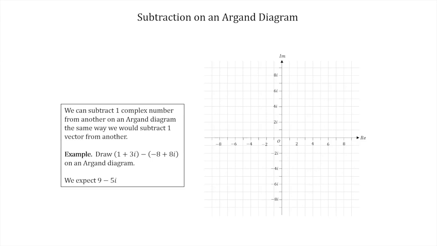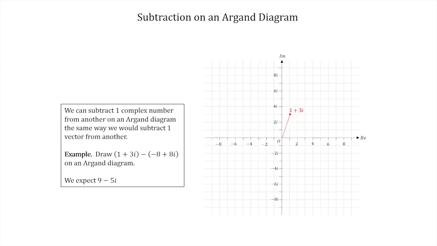Well, let's draw 1 plus 3i. That's the point at the end of this line. So this is the bit where I'm treating the complex number like a vector. If I was to draw the vector, I would go 1 along the real axis and then 3 up the imaginary and get to this point here. So this is 1 plus 3i.